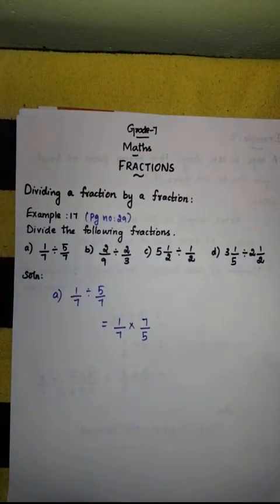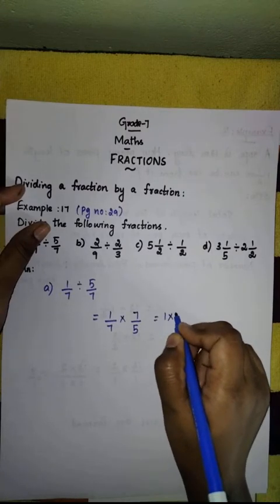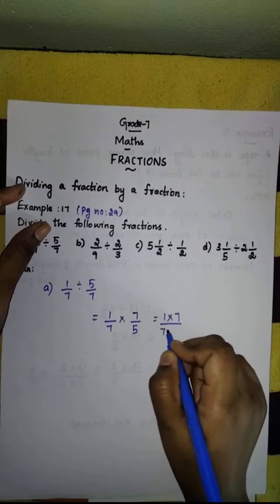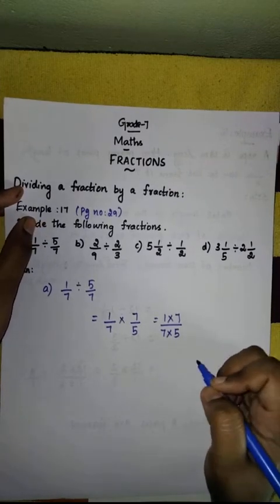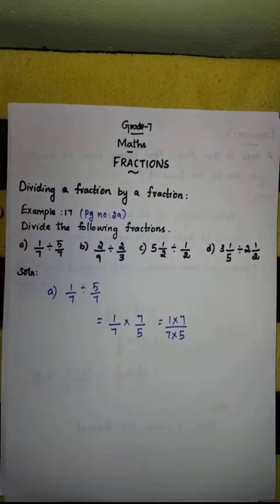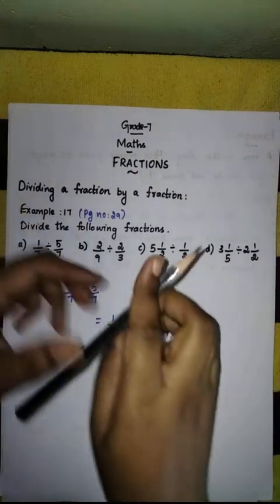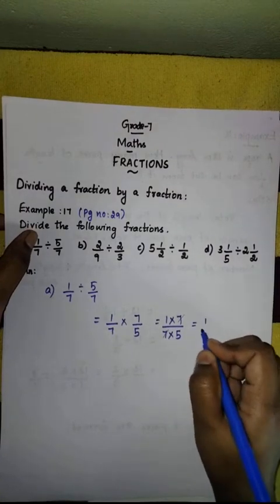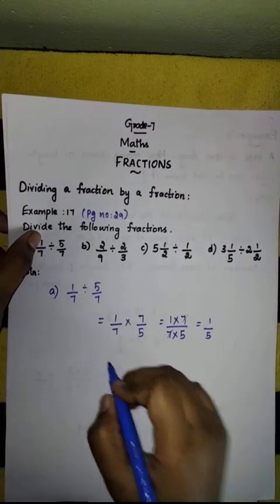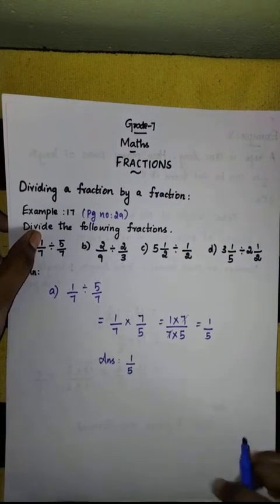Now multiply the numerators: 1 into 7 divided by 7 into 5. If there is any common factor, just cancel. Here we can cancel 7 and 7. The remaining number is 1 by 5. So your answer is 1 by 5.